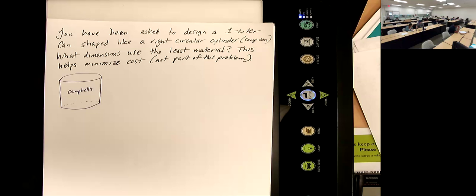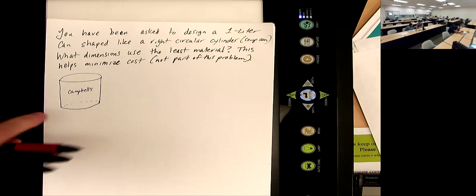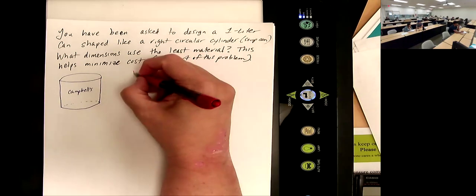So an area for all this? What do you mean? Or the max area this could hold? Well, not max area. The outside of the can is made with metal, right? The soup can is made of metal. We want to minimize the amount of metal used to hold 1 liter. So we're going to need a couple things here. We need to know the volume is 1 liter.